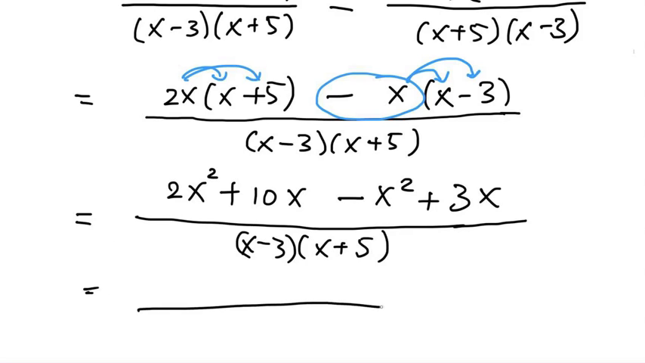And if you simplify the expression, we combine like terms. 2x squared minus x squared is x squared. 10x plus 3x is 13x. And in the denominator, we have x minus 3 times x plus 5.